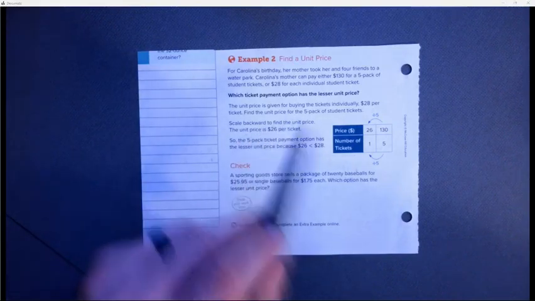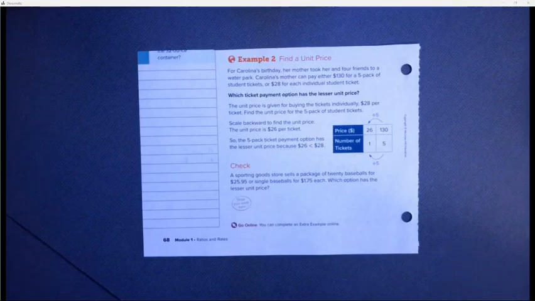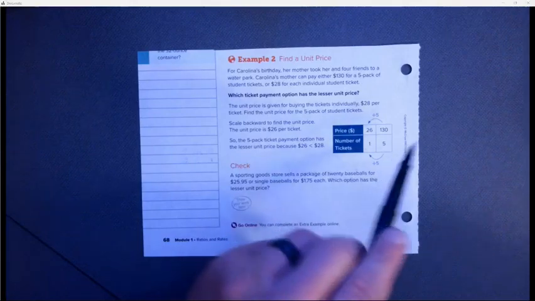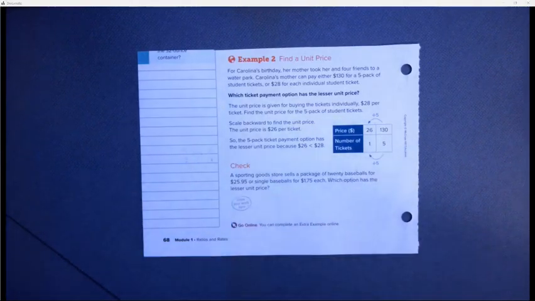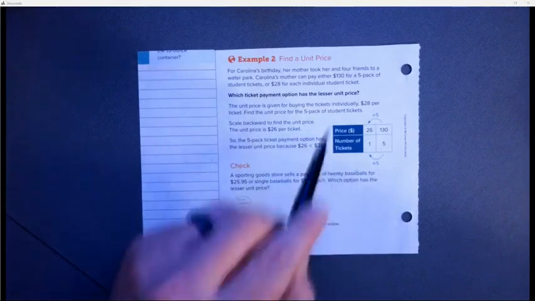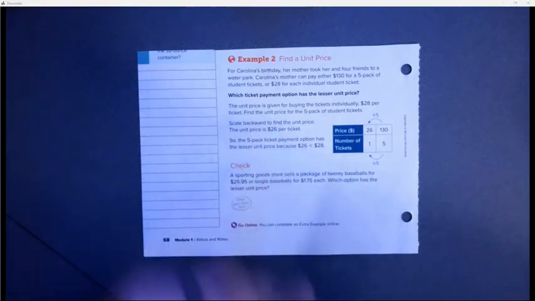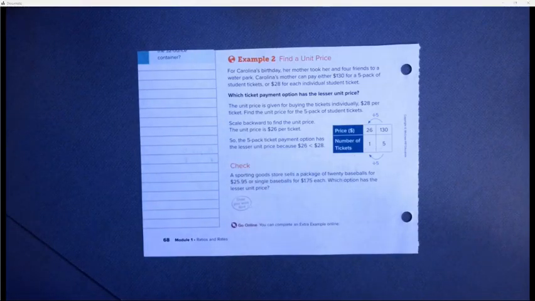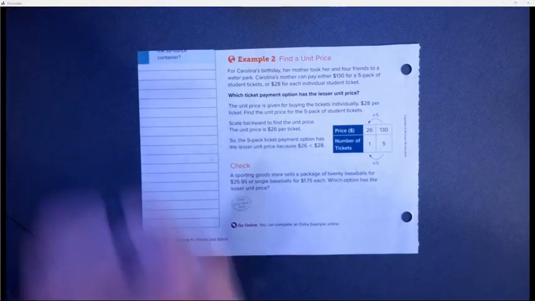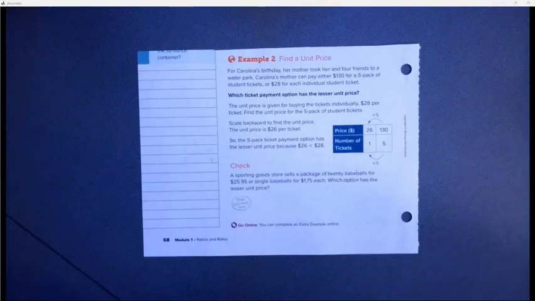So the unit price given for buying tickets individually is $28 per ticket. So we need to find the price for the 5-pack. How much is each ticket individually in that? In order to do this, we know that's $130 for 5 tickets, so we can use a ratio table to scale back. 5 divided by 5 is 1, so we do the same thing to the top. 130 divided by 5 is 26. So it's $26 per ticket. We see the 5-pack is cheaper by $2 per ticket. If we're buying 5 tickets, then we are saving $10 in all.